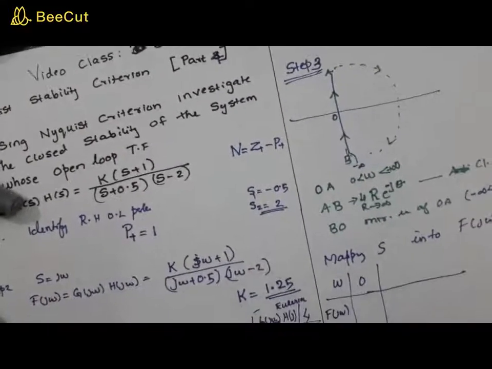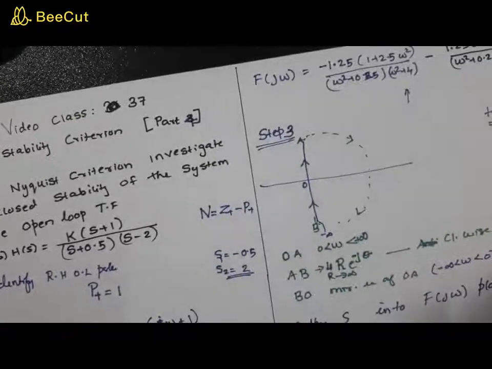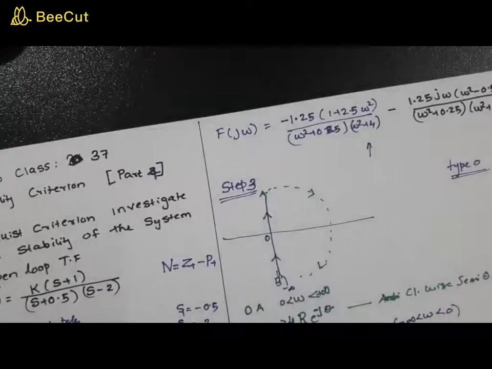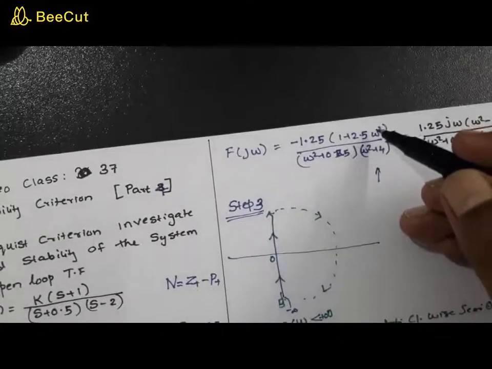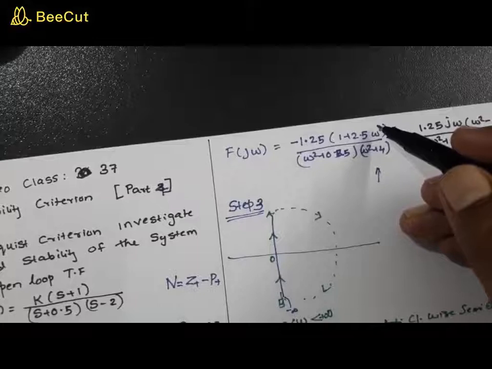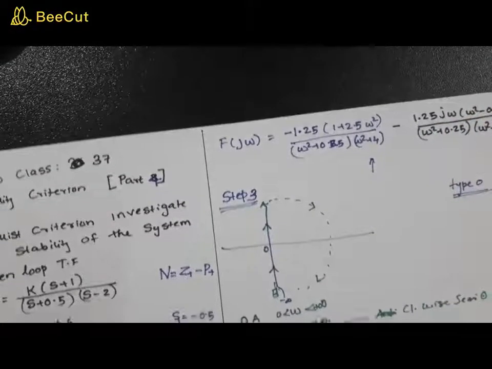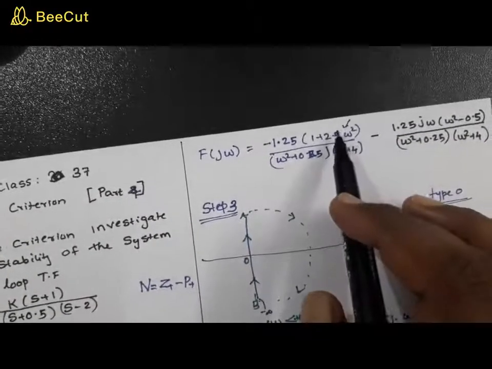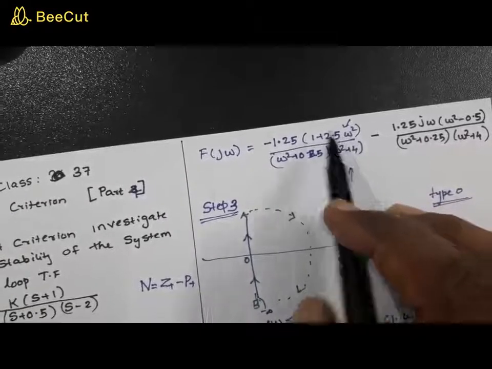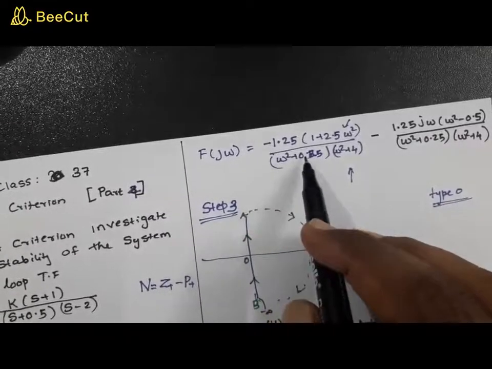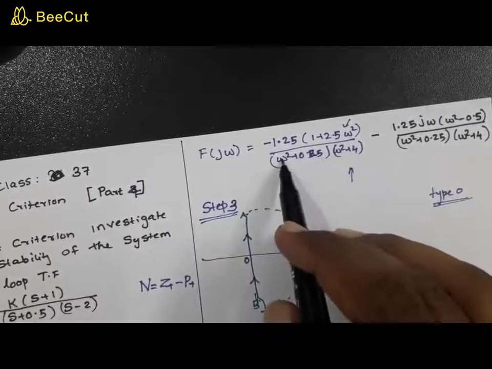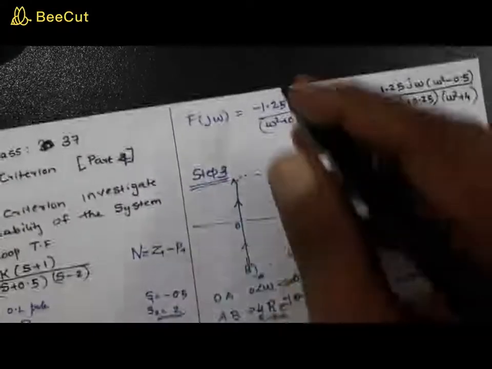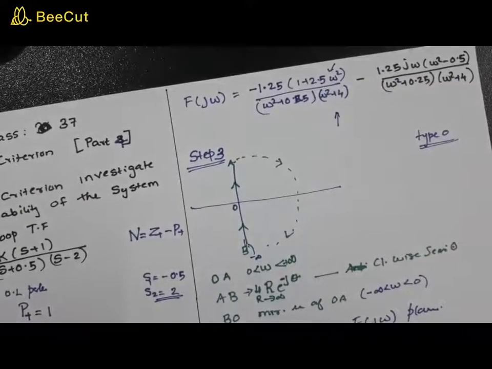Now let us see what happens when I put ω equal to 0. You need to be very careful regarding the signs. That's very important. When you put 0, this term becomes equal to 0. That means it is minus 1.25 divided by 0.25 into 4. This becomes 0, this becomes 0. So this is 0.25, minus 1.25, 1.25.